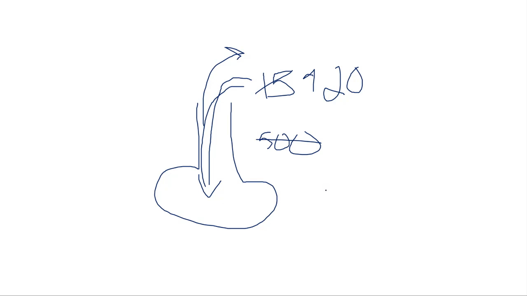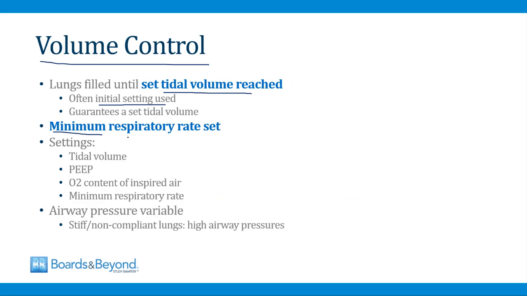So what's happening here is we're guaranteeing a certain tidal volume, say for example 500 cc's. The pressure required at inspiration to achieve that tidal volume is going to be varied by the machine until it gets us the number that we want. In volume control, you always set a minimum respiratory rate, so the patient can breathe at their own respiratory rate, but if it falls below the set rate, the machine will trigger a breath and make sure a minimum respiratory rate is met. So the settings in volume control are first the tidal volume that you want, then you set the PEEP just like you do in any ventilatory mode, you set the oxygen content of inspired air, and you set the minimum respiratory rate for the patient. As I've just said, the airway pressures are going to vary, and patients who have stiff non-compliant lungs are going to have very high airway pressures required in order to meet that set tidal volume.